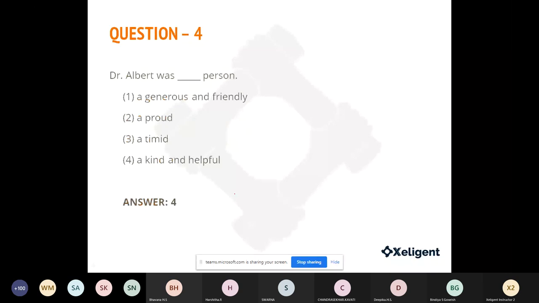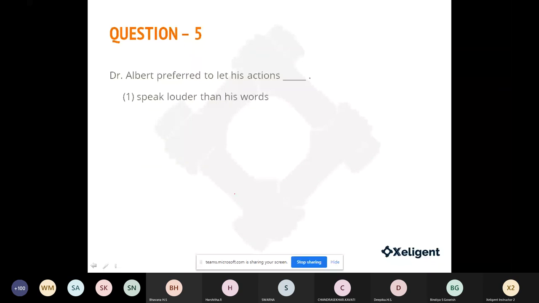Question number 4, Dr. Albert was blank. What do you observe from this? Dr. Albert was blank person. Okay, option 4 is the correct answer. So he was kind and helpful. And fifth question, this is the last question for the passage.